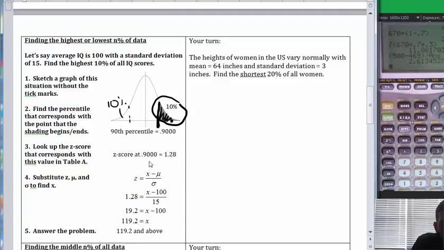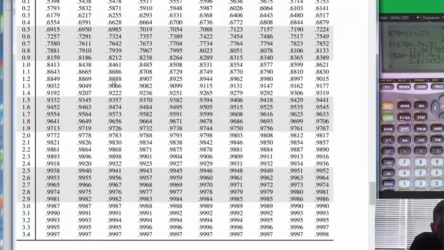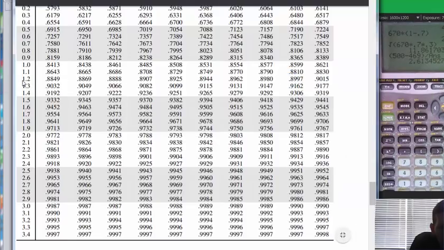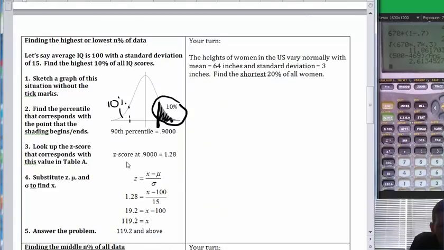Step 3, we're going to look up this z-score. I want to figure out what tick mark this is, so we're going to look up 0.9000 on your tables. 0.9000 you won't find perfectly, but there is a value right here that says 0.8997. That looks like it's at 1.28, I think. Yep, 1.28. So that's going to be the value that we're going to use right here.